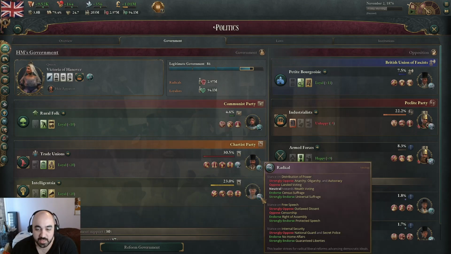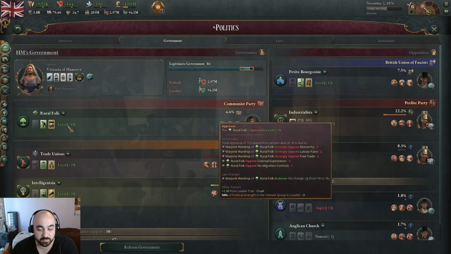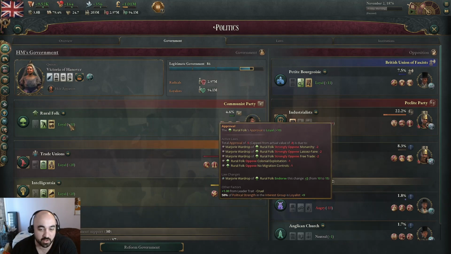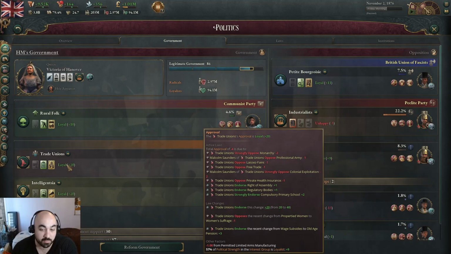And so we will see that they support universal suffrage, protected speech, guaranteed liberties. So if you go in this direction and pass a bunch of their laws, it's pretty easy to keep them loyal. This is the first and most basic way of keeping them loyal. It is not the most powerful.